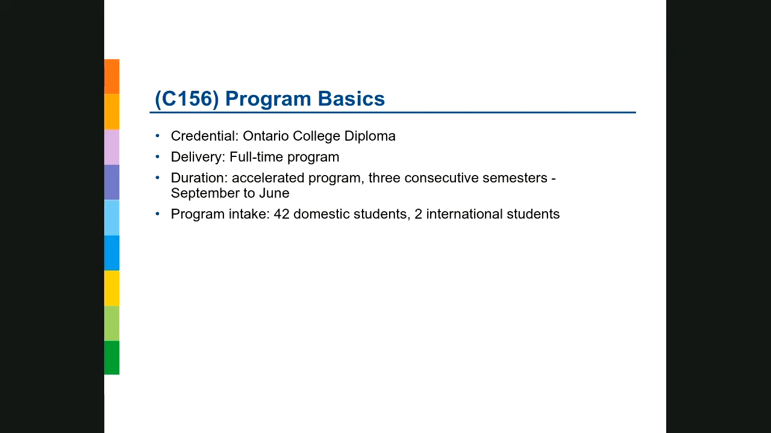Now with C156, this is the accelerated program meant for individuals who are coming with a bachelor's degree. You also graduate with an Ontario College diploma. It is also a full-time program. So again, we have one entry in September. One difference is that we do 3 consecutive semesters, which you'll see laid out when we get to the course outline. So you start in September and then you finish in June. So you get your 3 semesters in a row. We are looking at 42 domestic students and 2 international currently.